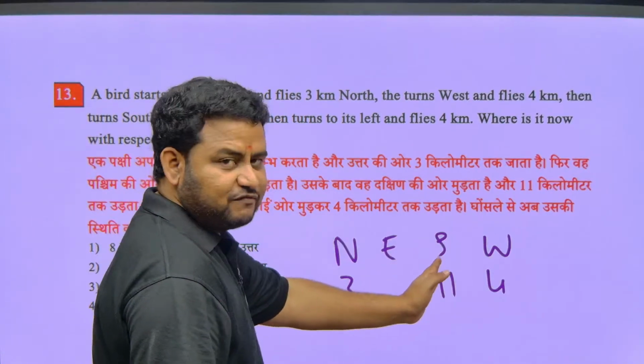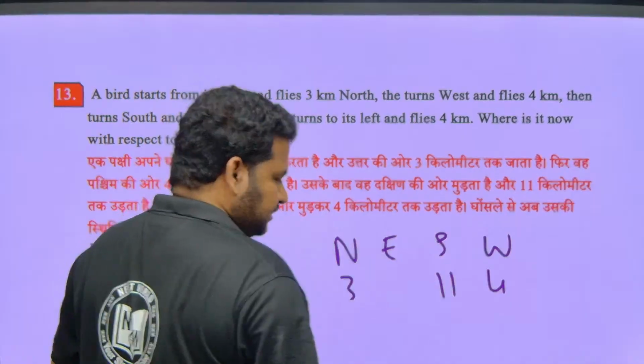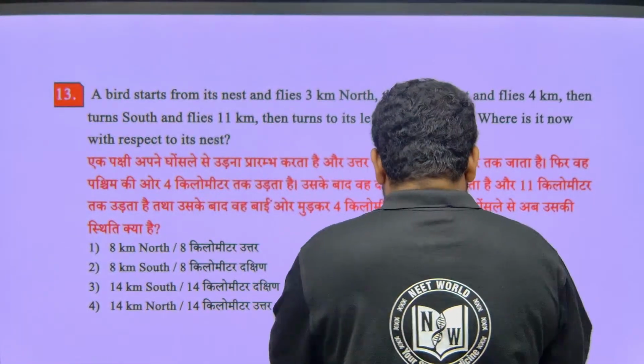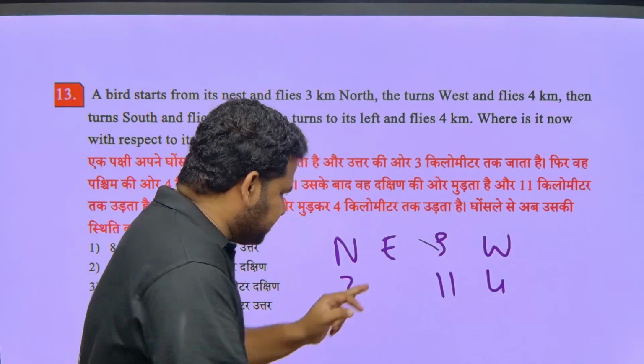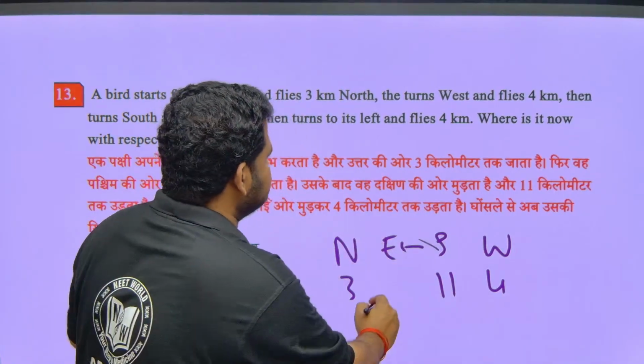Turn to its left means, from south, left means what? This is south, left means east. From south, right means it is west. For this, you have to focus on this. South, left means what? It is east. So, that is flies 4 km.